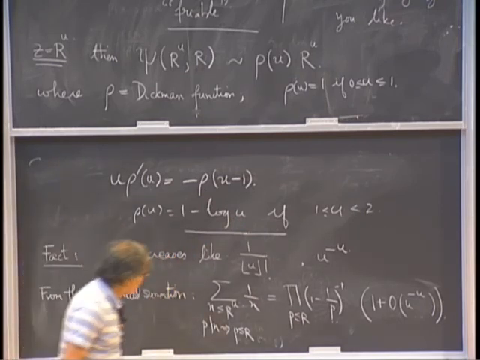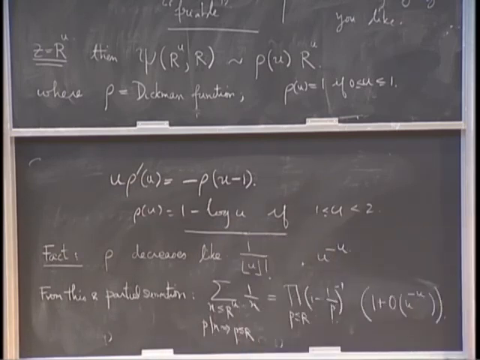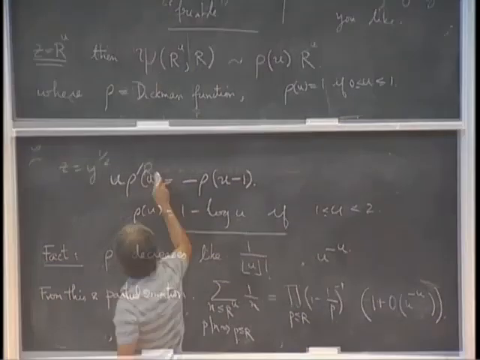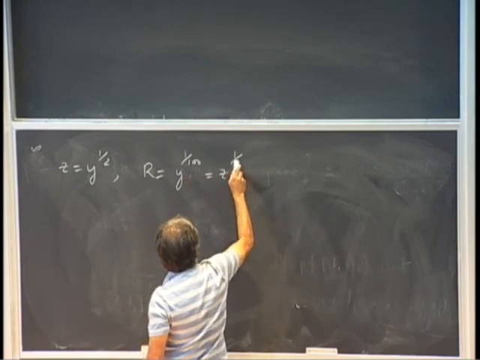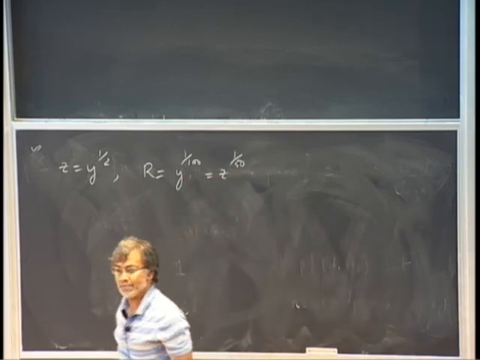Okay? So that means that if I now go back to the Selberg sieve, if I return to the situation that I had there, z is like y to the half, if r is like y to the 1 over 100, or z to the 1 over 50, right?